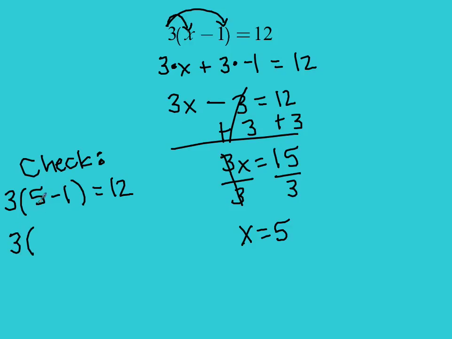So we know that 5 minus 1 would be 4, and we want to make sure that what we have on the left is going to equal what we have on the right. So what we want to know is, does 3 times 4 equal 12? 3 times 4 is 12, so that means that 12 equals 12, so we got it right.